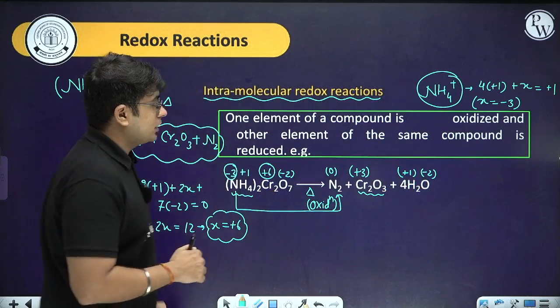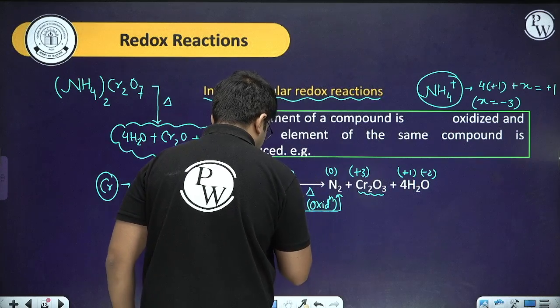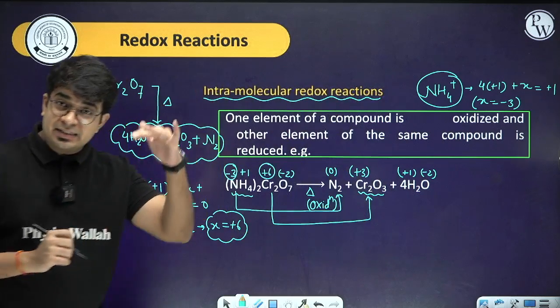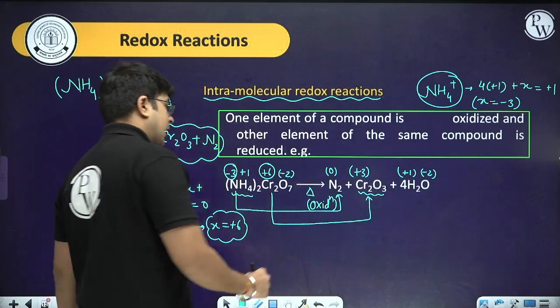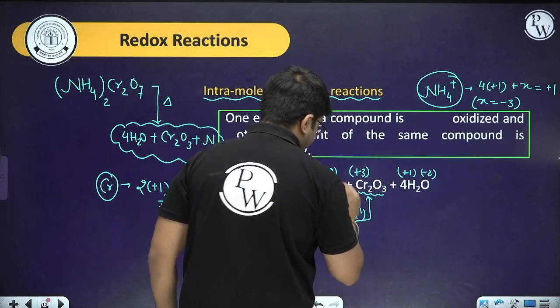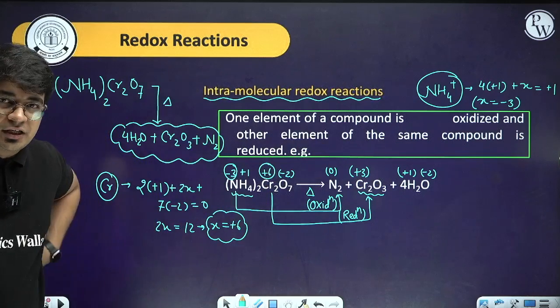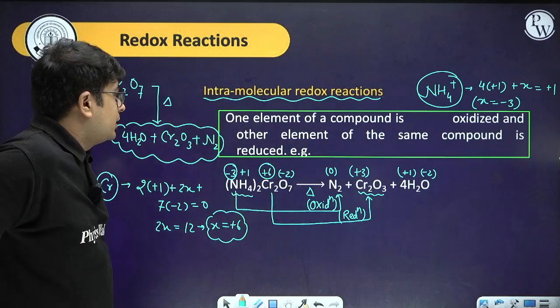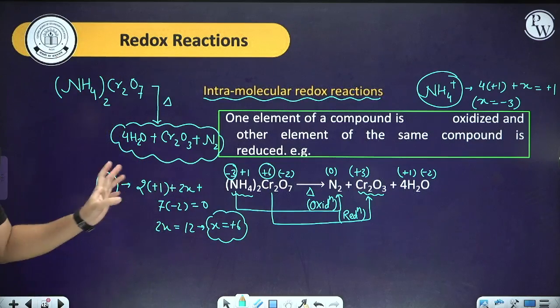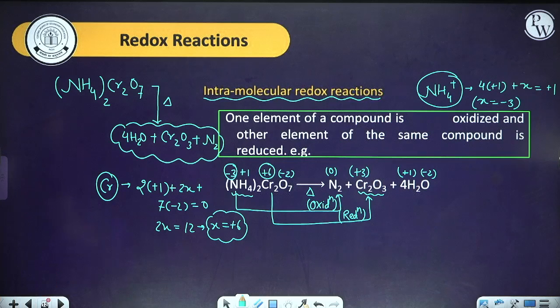But in this particular case, you can see chromium has changed from +6 to +3. It means a decrease in positive charge. That process is basically a reduction. So in the same compound, you can see oxidation as well as reduction is taking place. That part is basically an intramolecular redox reaction. I hope this part is clear. Just have a look at it.